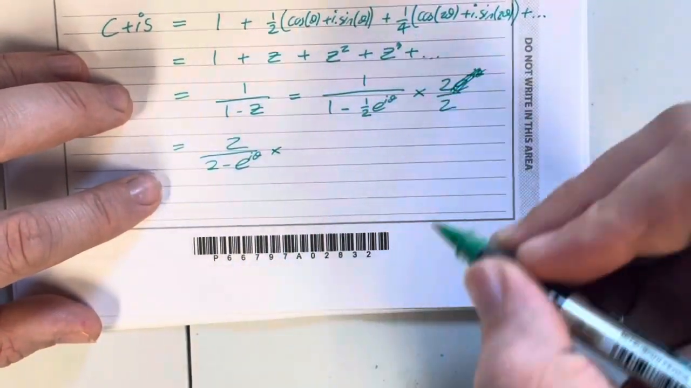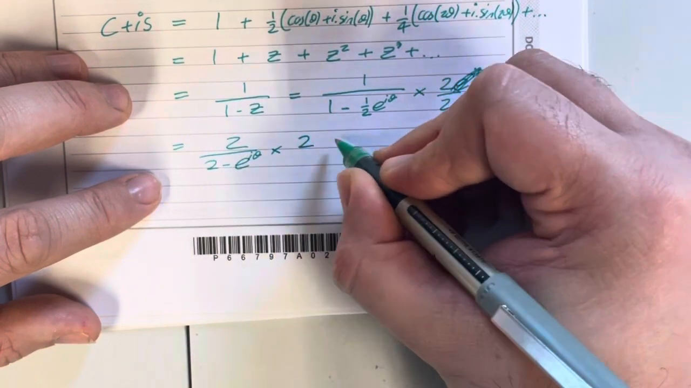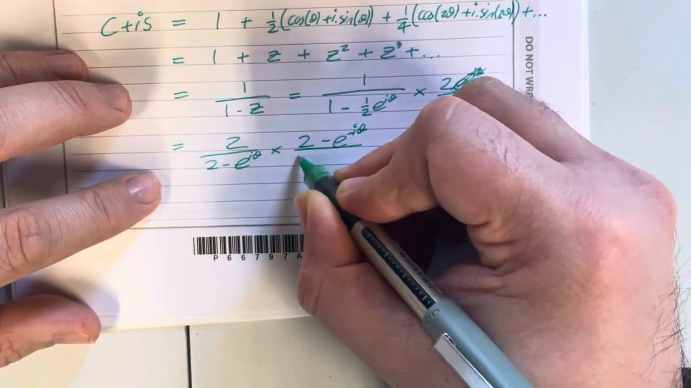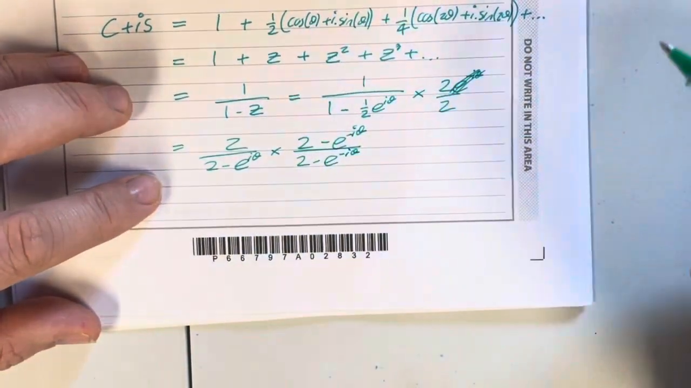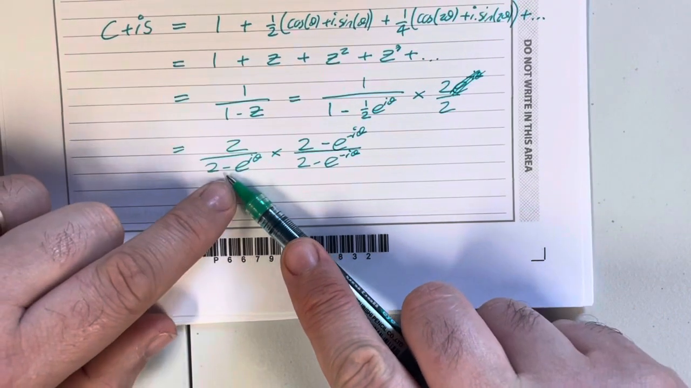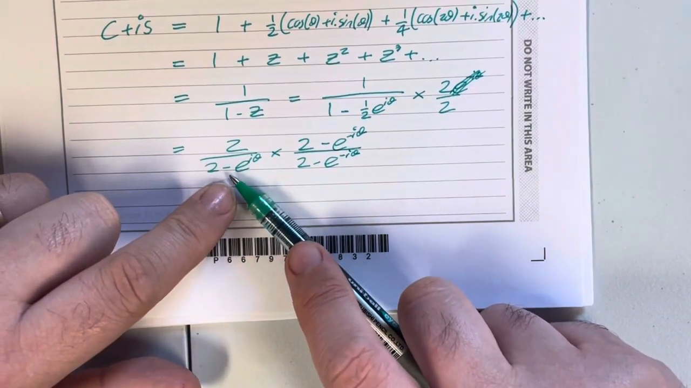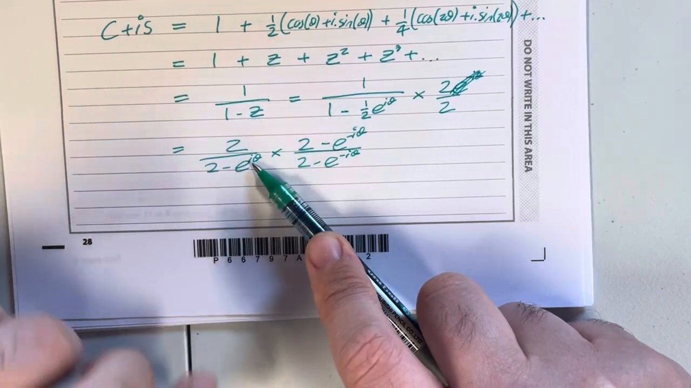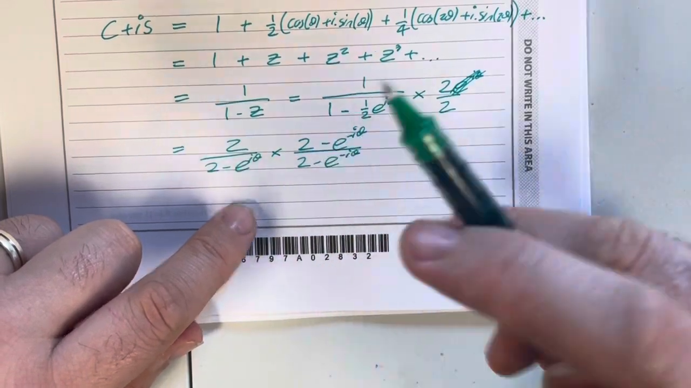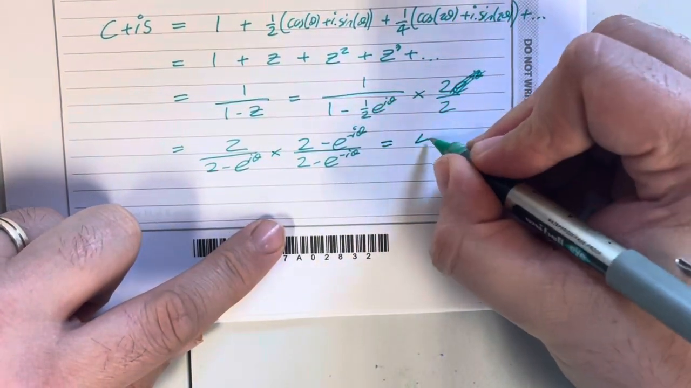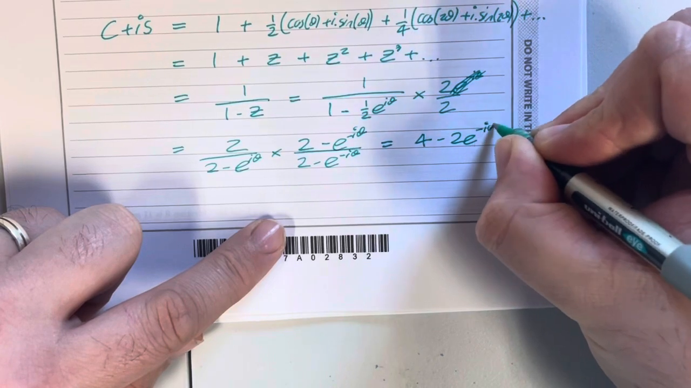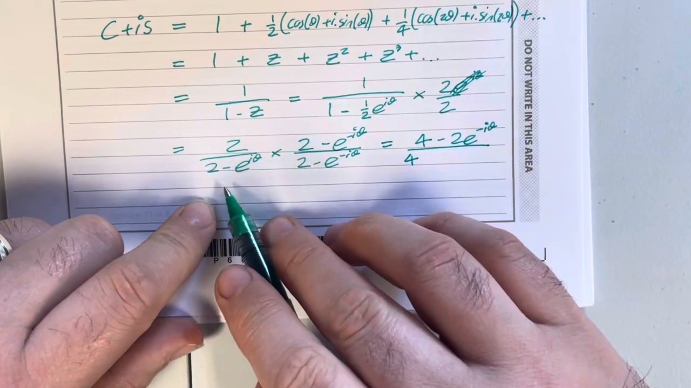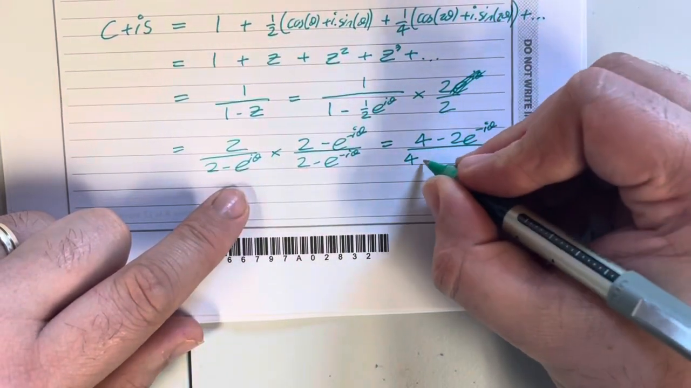Now I'm going to times the top and bottom by the conjugate of the bottom to make it real, which is 2 minus e to the minus i theta divided by 2 minus e to the minus i theta. A common mistake here is to say the conjugate is 2 plus e to the i theta, which is not correct. By definition, the conjugate has the opposite sign of the coefficient of i. So it's the coefficient of i you need to change. The top will then become 4 minus 2e to the minus i theta. The bottom will become 4 minus 2e to the minus i theta minus 2e to the i theta.